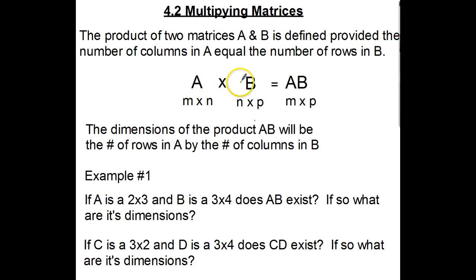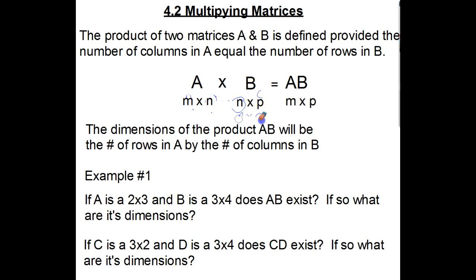If this product A times B is defined, then the number of columns in the first one, it's rows by columns, has to equal the number of rows in the second one. These numbers have to be the same, and the resulting product, the matrix AB, is going to have the rows of the first and the columns of the last. So it's going to be M times P. That would be the size of it.